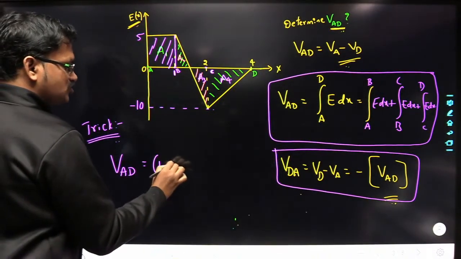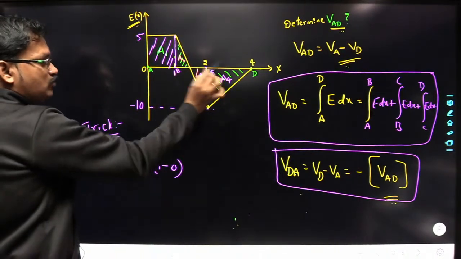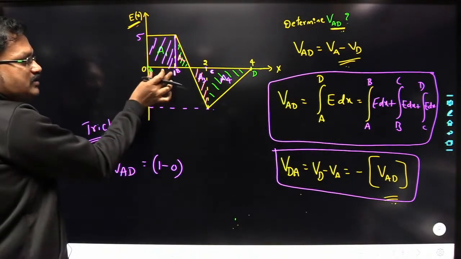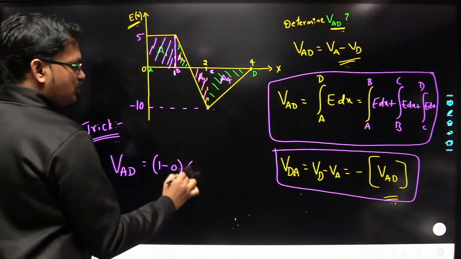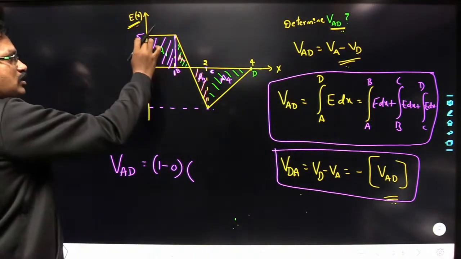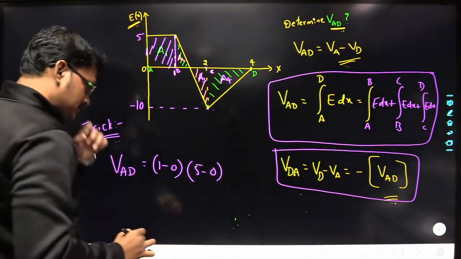1 minus 0. So you are moving from A to D, remember that. Whenever you are moving from A to D, first consider this area. So here the change in X is nothing but 1 minus 0 into the change in this length here, that is nothing but 5 minus 0. So 5 minus 0. Understood? Okay.